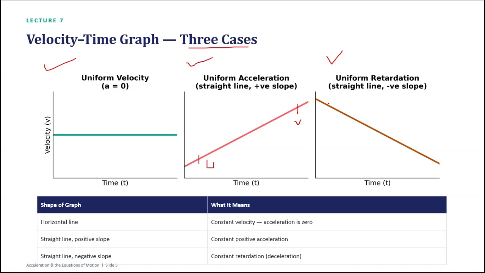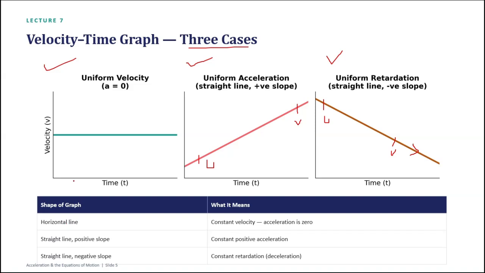The third example shows us that with time, the velocity is decreasing. This is our initial velocity u, and this is our final velocity v. So v is smaller than u. The final velocity is lower than the initial velocity. So this has a negative slope. So it is uniform retardation, or we can say deceleration or negative acceleration.